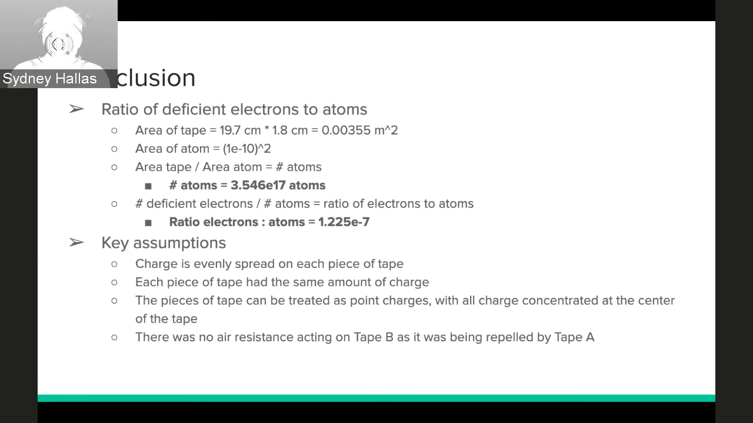The key assumptions I made were that charge is evenly spread on each piece of tape. Each piece of tape had the same amount of charge. The pieces of tape can be treated as point charges, with all charge concentrated at the center of the tape, and there was no air resistance acting on tape B as it was being repelled by tape A.